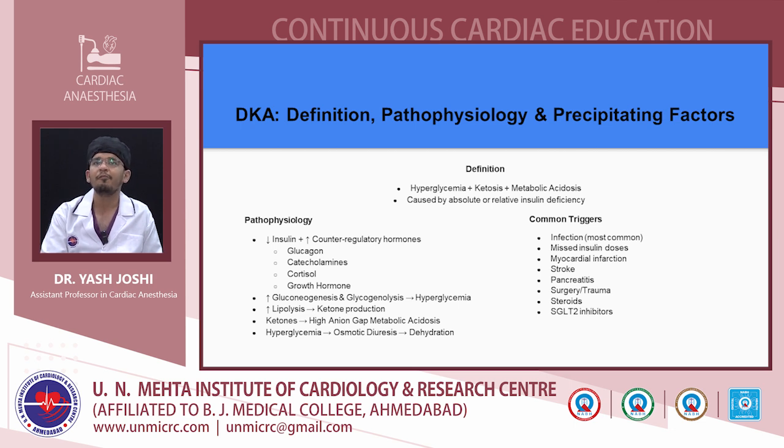At the same time, severe hyperglycemia causes osmotic diuresis, leading to significant water and electrolyte loss via urine. So most patients have a fluid deficit of approximately 5 to 8 liters at presentation. The most common precipitating factor worldwide remains infection. Other common causes for DKA include missed insulin doses, MI, stroke, surgical stress, trauma, and certain medications like steroids and SGLT2 inhibitors.